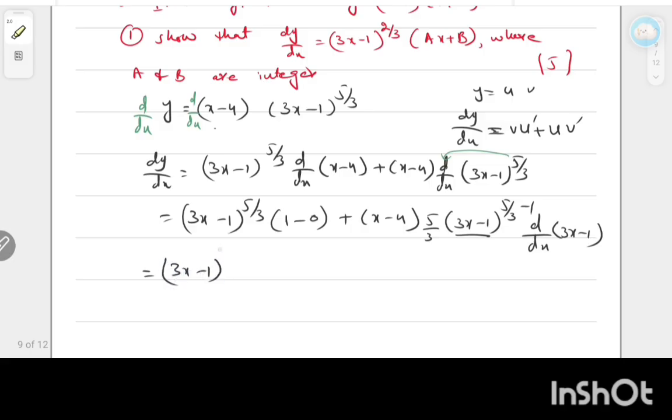(3x − 1)^(5/3), here is 1, plus (x − 4), and here is 5/3 (3x − 1)^(5/3 − 1).